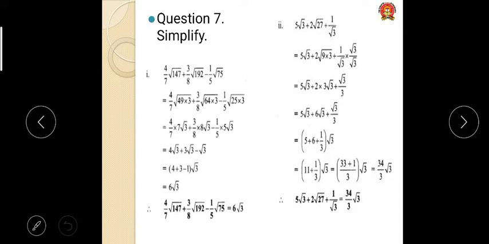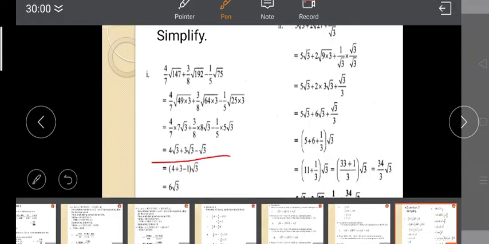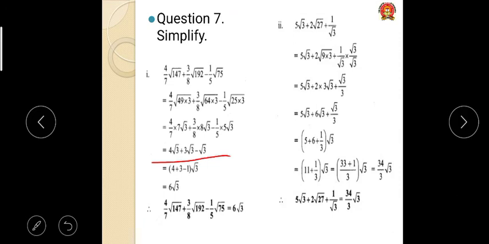Now this 49 becomes 7, this 64 becomes 8, and this root 25 becomes 5 outside. If you take it outside, you will get 7, 8 and 5. After writing this, 7, 7 cancel out, 8, 8 cancel out, 5, 5 cancel out. You will get 4 root 3, 3 root 3 and minus 5 root 3. If you observe, all these are like terms, and therefore root 3 is common. 4 plus 3 minus 1. So you will get 7 minus 1, 6 root 3. So the answer is 6 root 3.